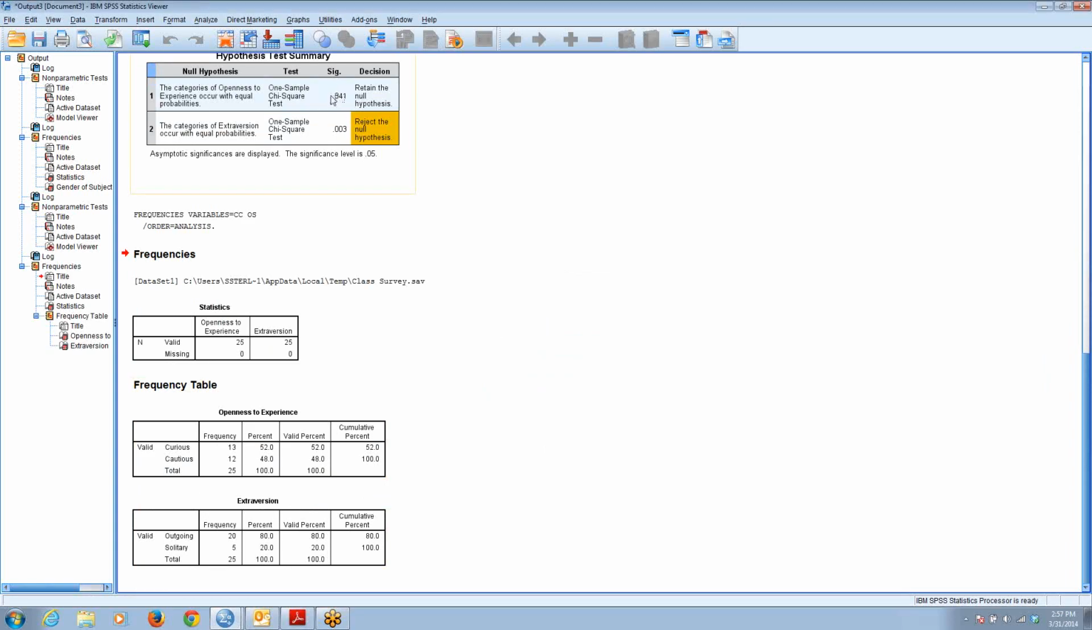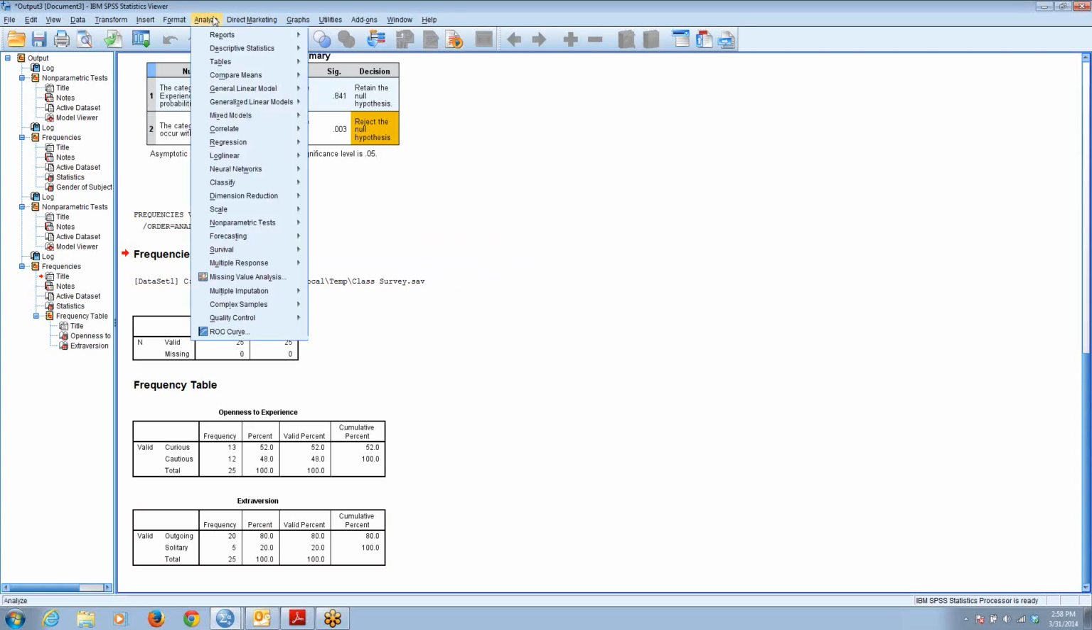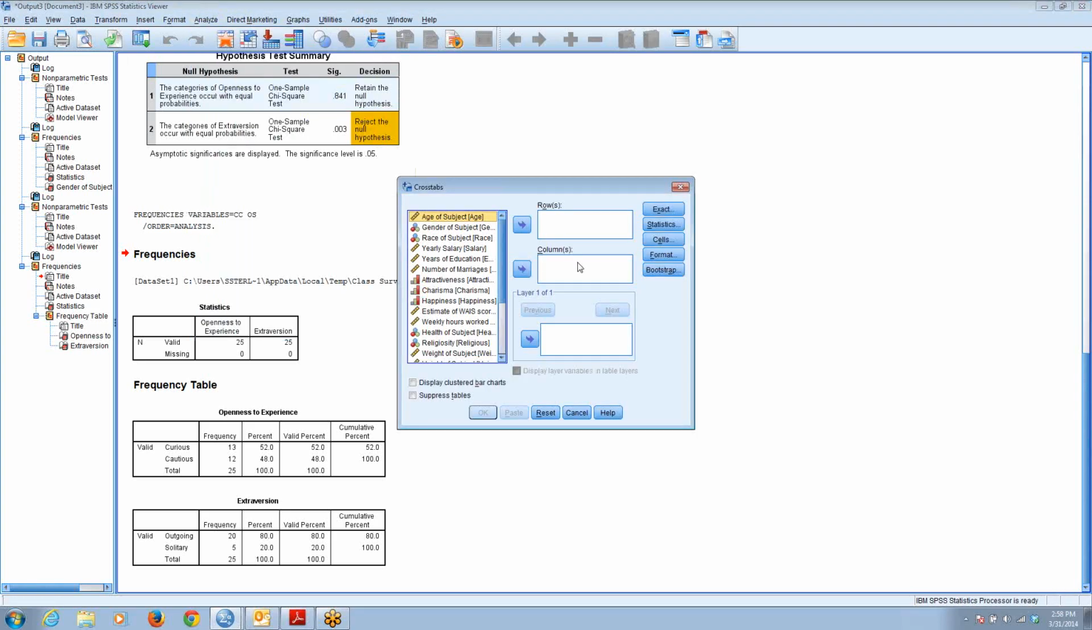Now this makes sense, right? See how this is not significant? That's because we have 13 people who are curious and 12 who are cautious, evenly distributed, right? And over here we have 20 who are outgoing and 5 who are solitary. So that would be not evenly distributed. But what I wanted it to do was tell me if there's a relationship between those two.